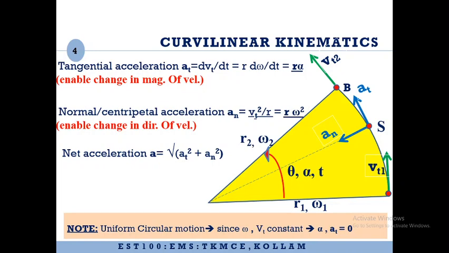Again, if a body is undergoing uniform circular motion, we have learned that the magnitude of tangential velocity will be a constant. That means the rate of change of tangential velocity is 0. Therefore, tangential acceleration is 0 for a particle undergoing uniform circular motion. Thus, at any point its velocity will be the same as the tangential velocity, and its acceleration will be the same as the normal acceleration.